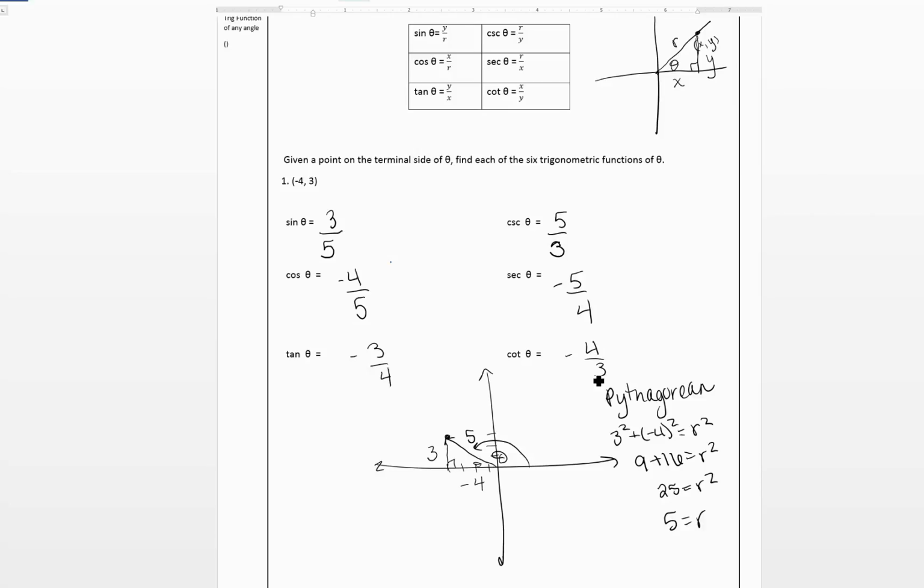Okay, so now if you have any point on the entire xy axis, if you draw a line from the origin through that point, you can find the 6 trig functions of that angle.